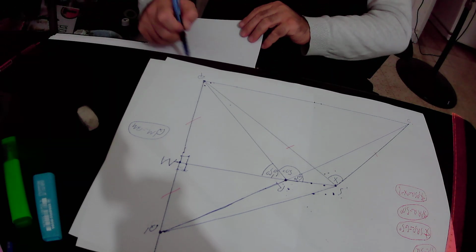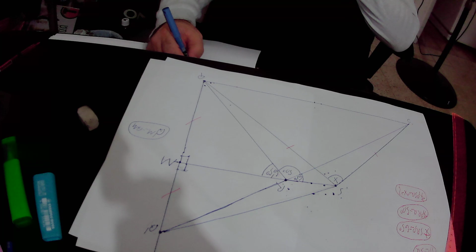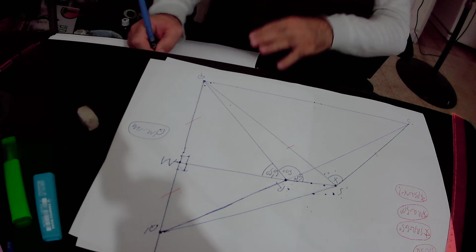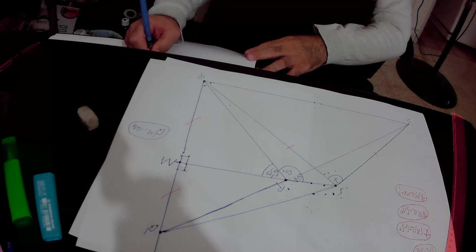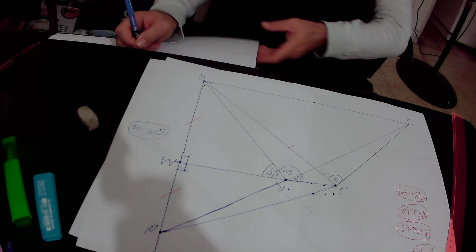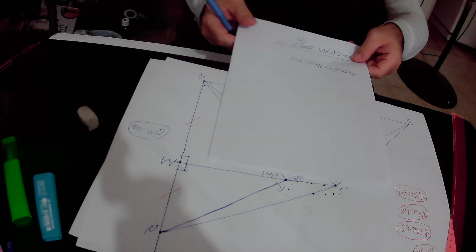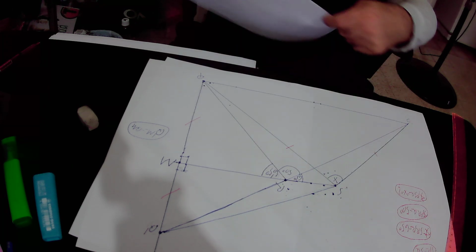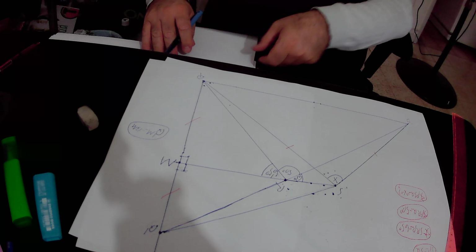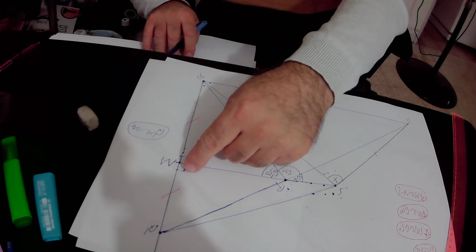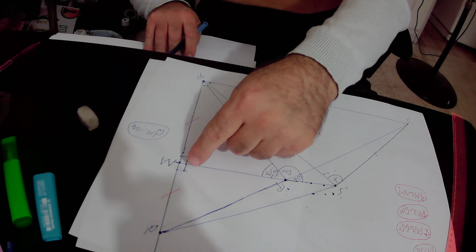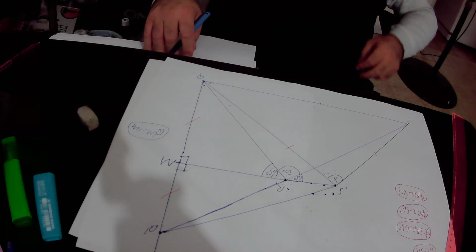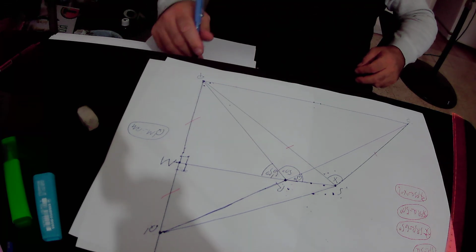So I'll write it down. QM is equal to Q'M according to our construction. We also know that those two angles are equal to each other. They are both right angles. They are equal, both of them, to 90 degrees.